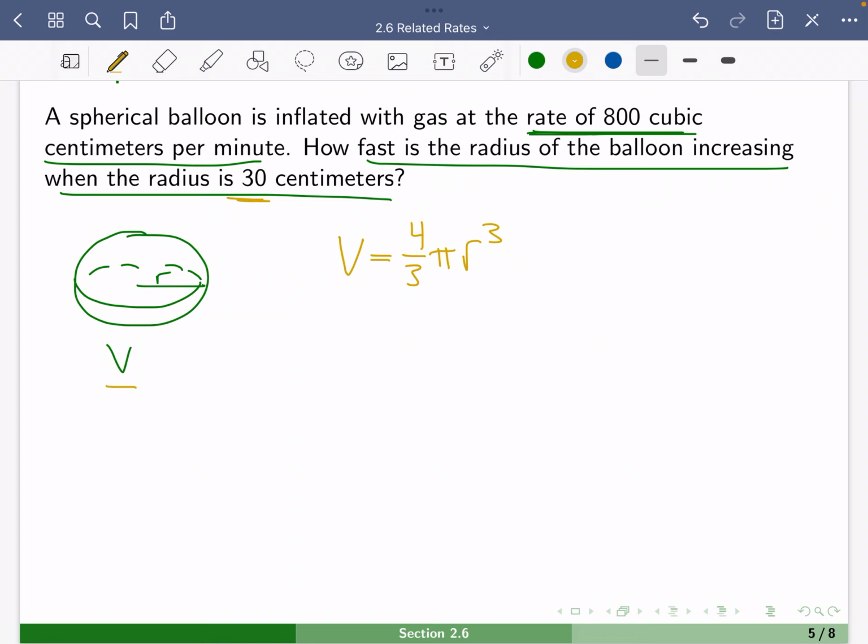Now we want to take the derivative of both sides with respect to t, with respect to time. So on the left-hand side, our derivative is dV/dt. On the right-hand side, the derivative of r cubed is going to be 3r squared dr/dt. That 3 times the 4/3, we will get 4 pi r squared dr/dt. So that is the derivative of both the left and right-hand side.